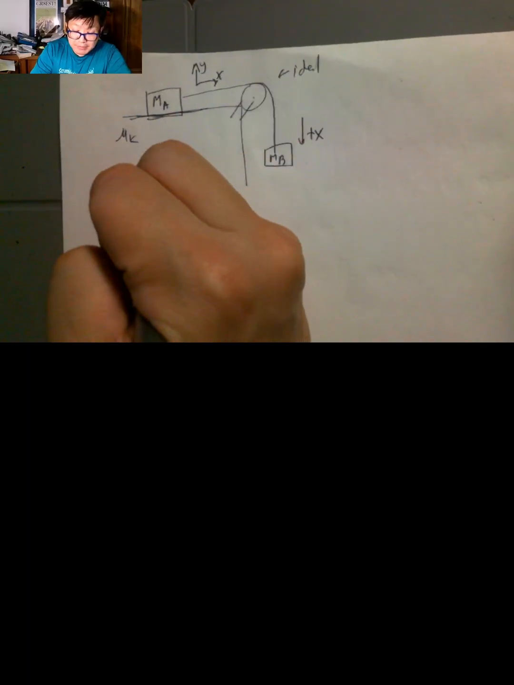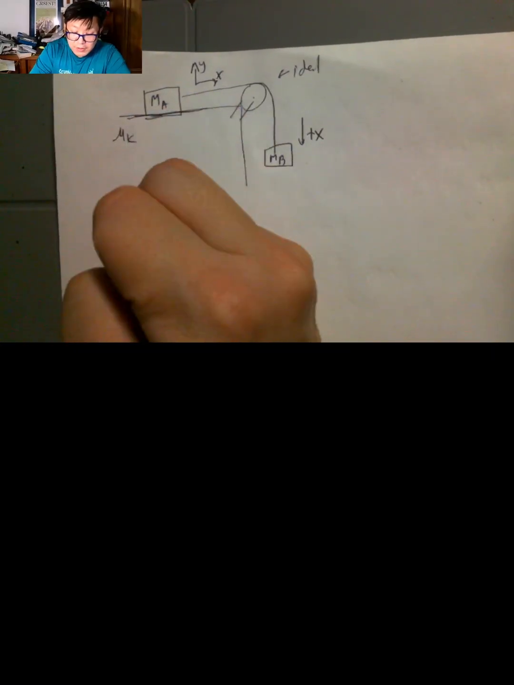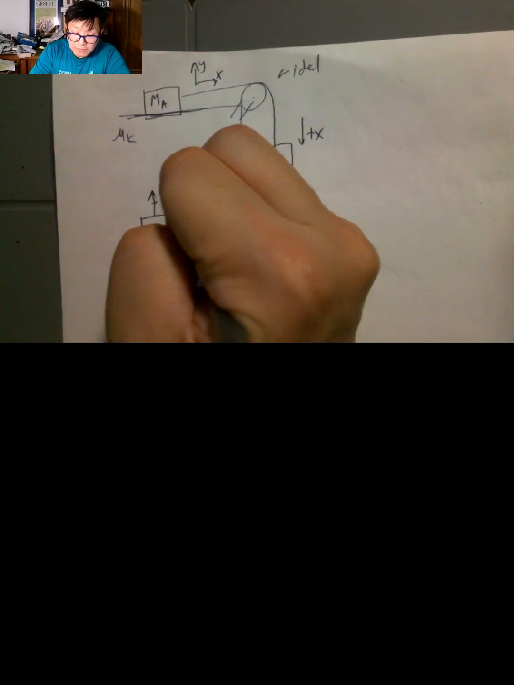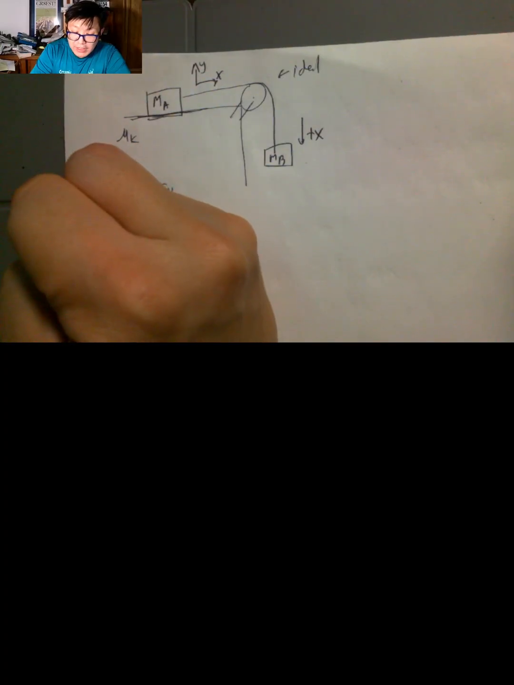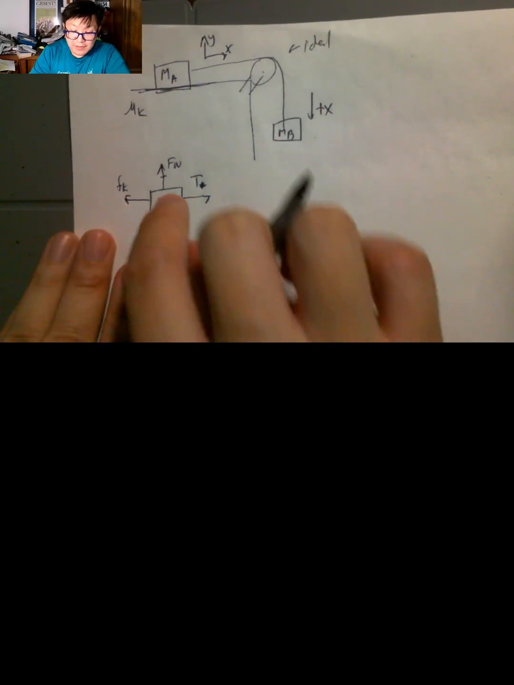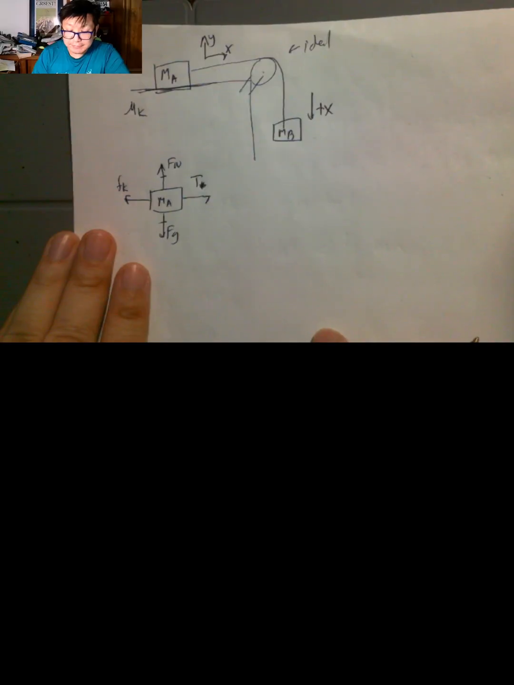So let's start with MA. We have a normal force, a force of gravity. Those are going to be equal because there's no acceleration in that direction. We have a tension force, well, I'll just call it T. And we have a kinetic friction force, which are not equal because presumably this is larger than this, causing this to accelerate.